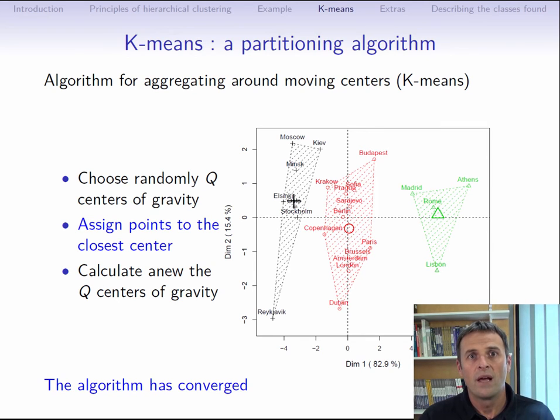To overcome this problem, one thing we can do is to run the algorithm many times and keep the best partition, that is, the one with the smallest within group inertia.